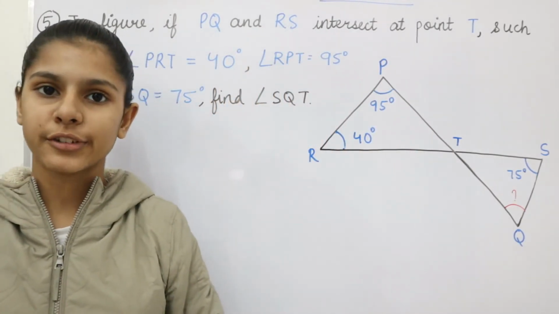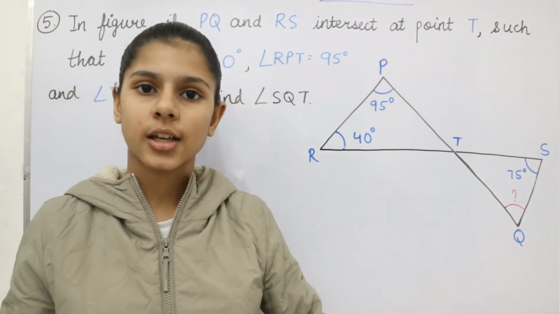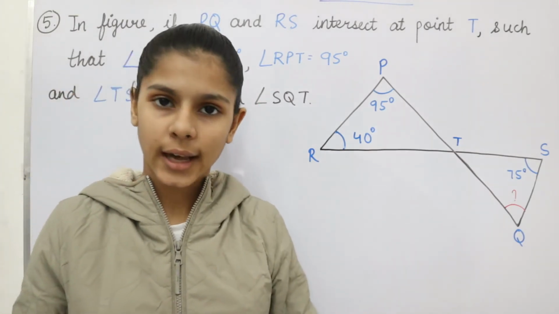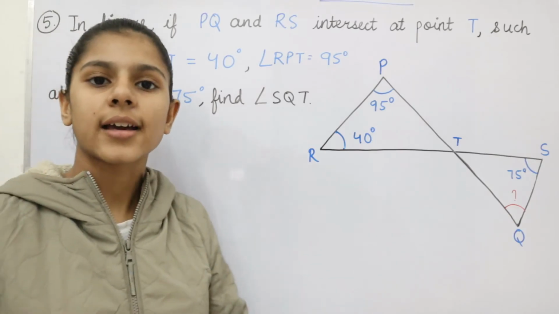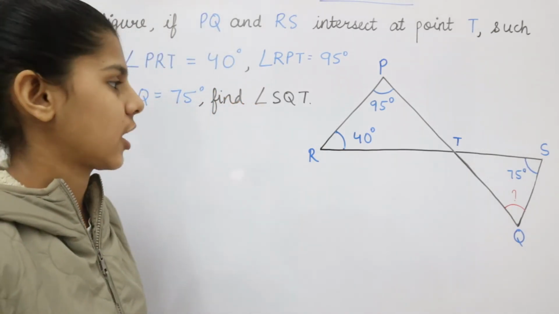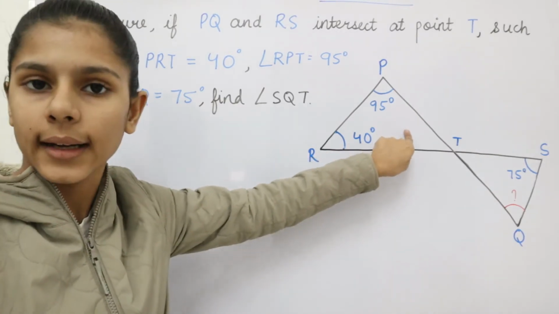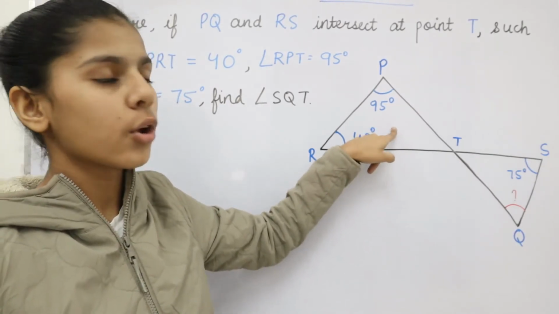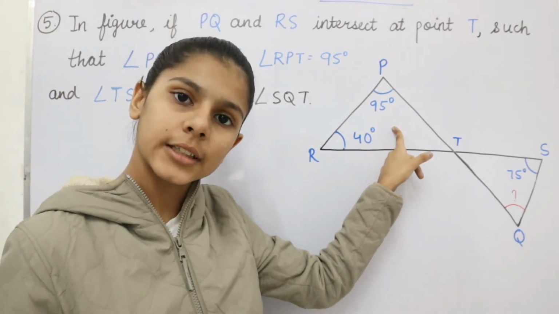Fine. So how are we going to find out? Earlier we have discussed two rules or two theorems, and on the basis of those we are going to calculate it. As you know, the angle sum property of a triangle is 180 degrees. The sum of all the angles of a triangle is 180 degrees. So this is one triangle, and the angle sum property says all the three angles of this triangle will add up to 180 degrees.